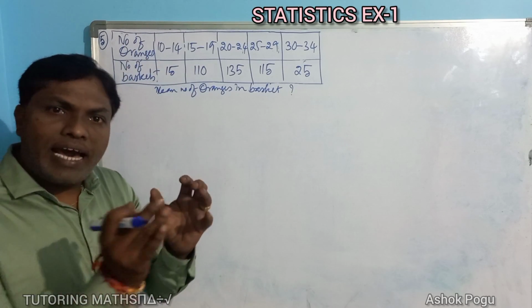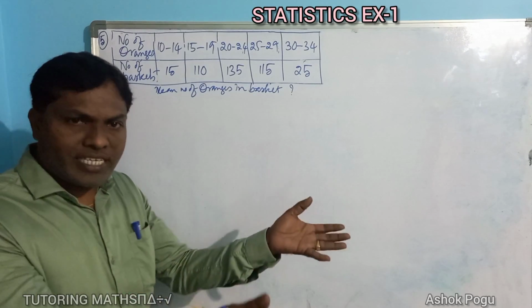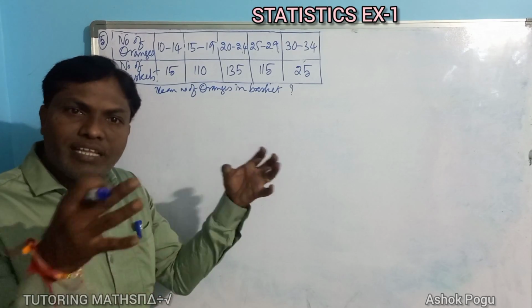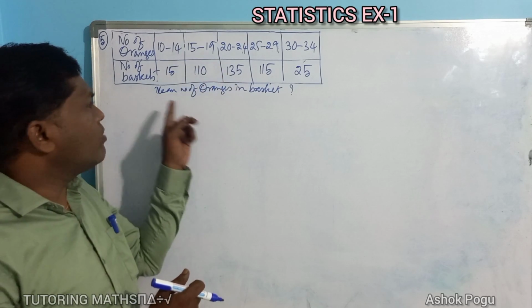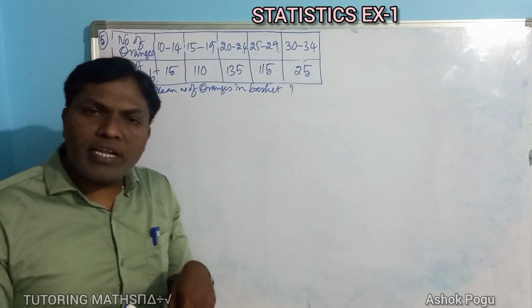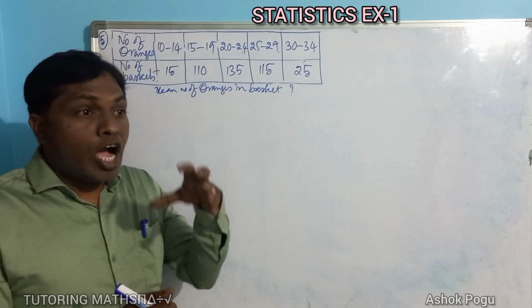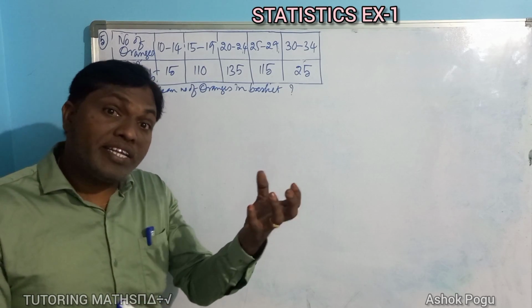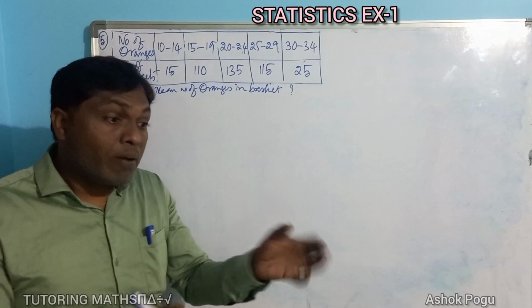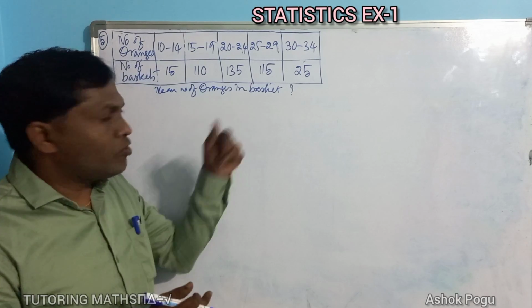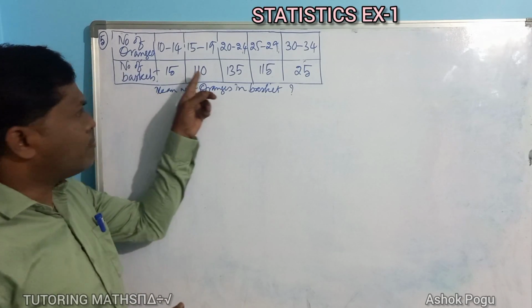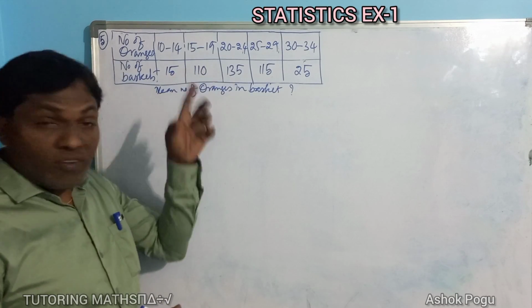And if they are arranging the oranges in baskets, in each basket they are arranging the oranges and they are selling. And here in this data we have to find the mean number of oranges in each basket. How many oranges will be supplied in each basket? The mean number of oranges we have to find in each basket. So let's observe the data first of all.